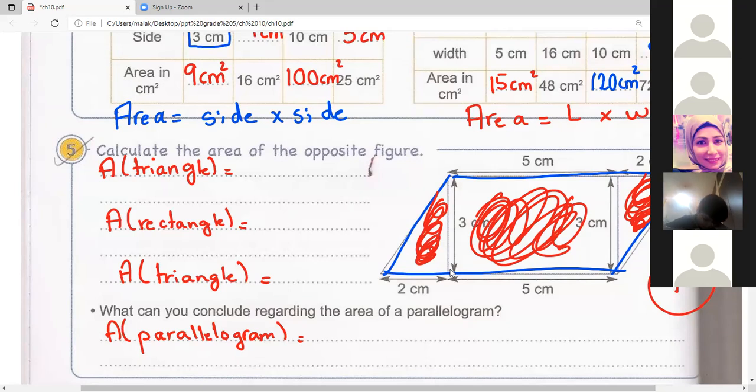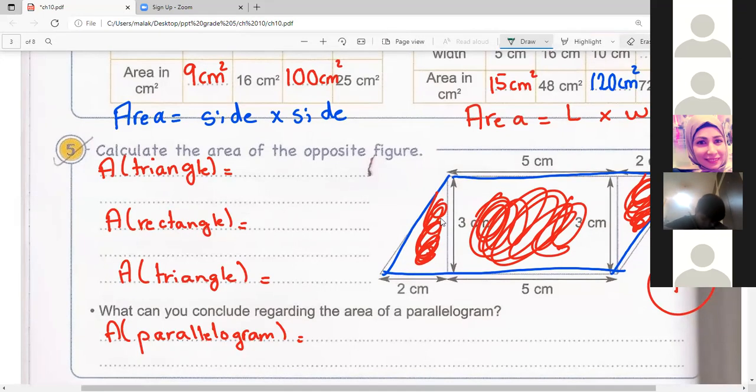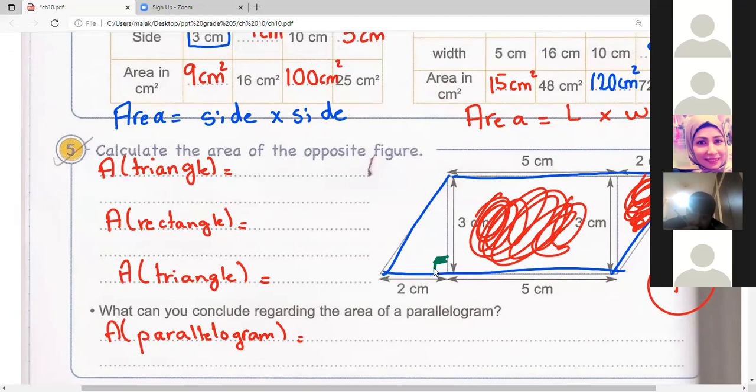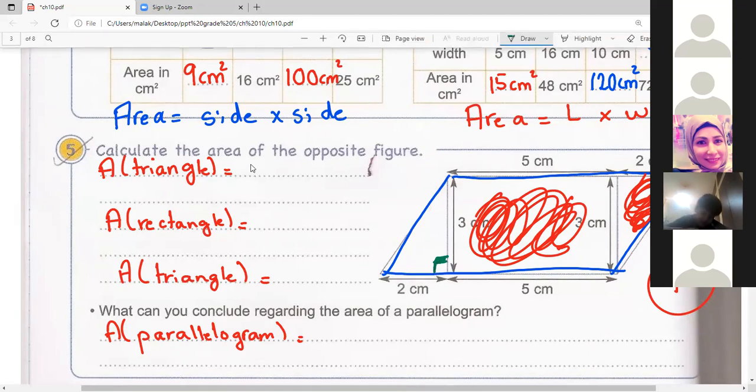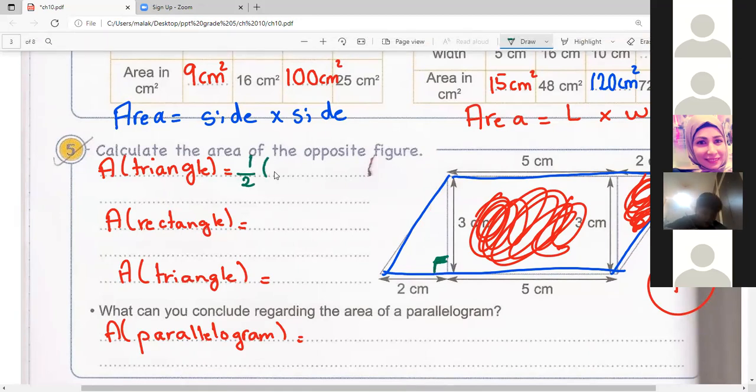Adam, tell us the rule. Area of triangle. Did you revise its rule? Side times side. Miss, right: length times width. Oh, the triangle. Half base times height. Rectangle: base times height.